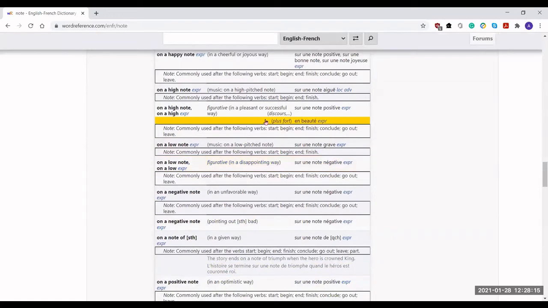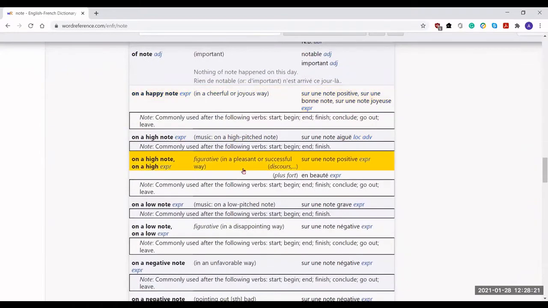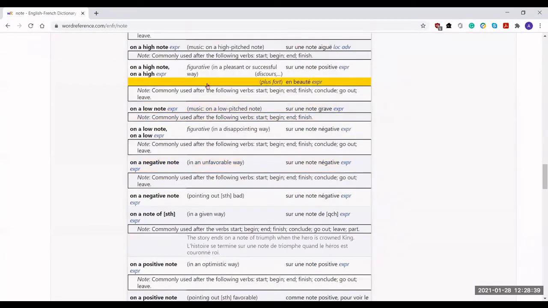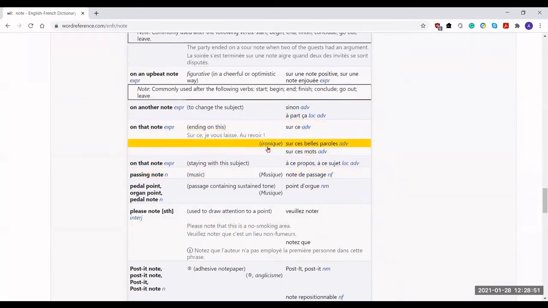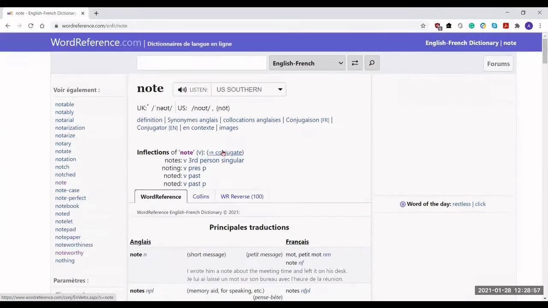The context provided is extremely important when you're learning a new language and a new word. They all work together, right? They even give you notes on how to use the word in its given context. So on a high note, note, commonly used after the following verbs: start, begin, end, finish, right? Even more so, they give you the register of the word, or whether or not it's figurative, meaning it's not literal. It's ironic, right? And that's what we really appreciate, all the different contexts that they provide you.